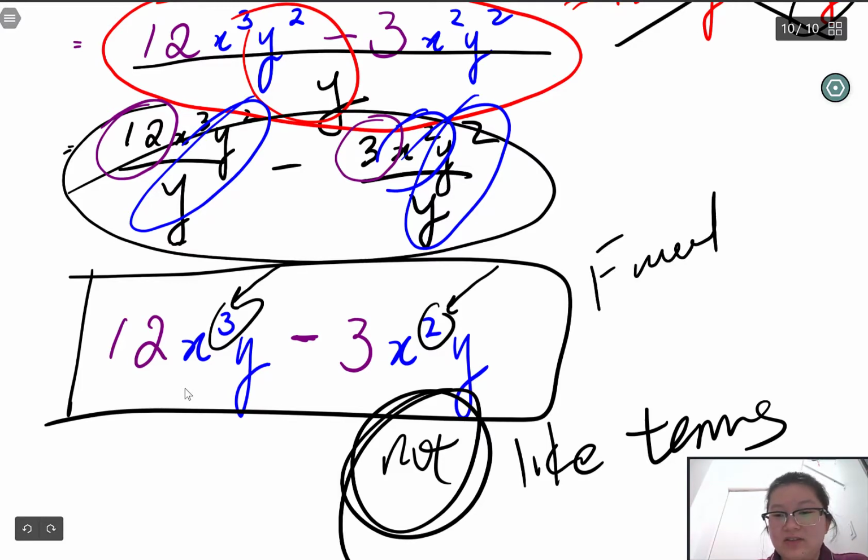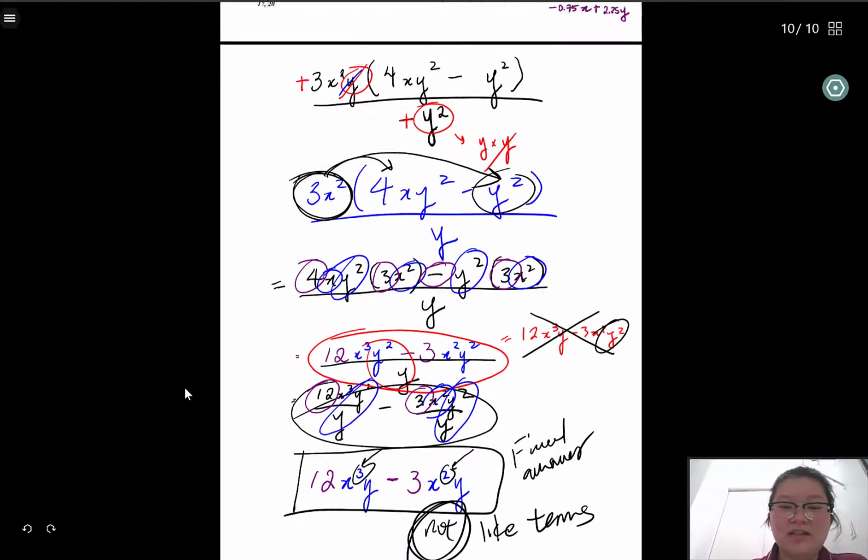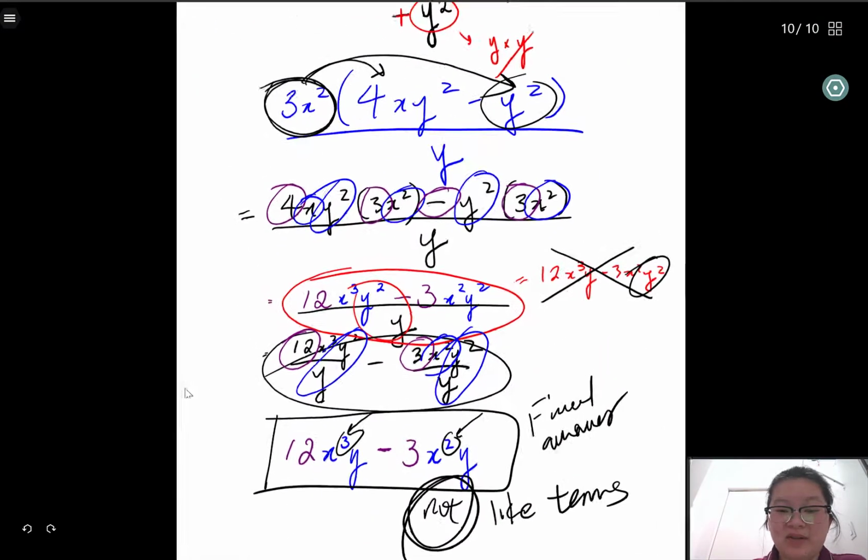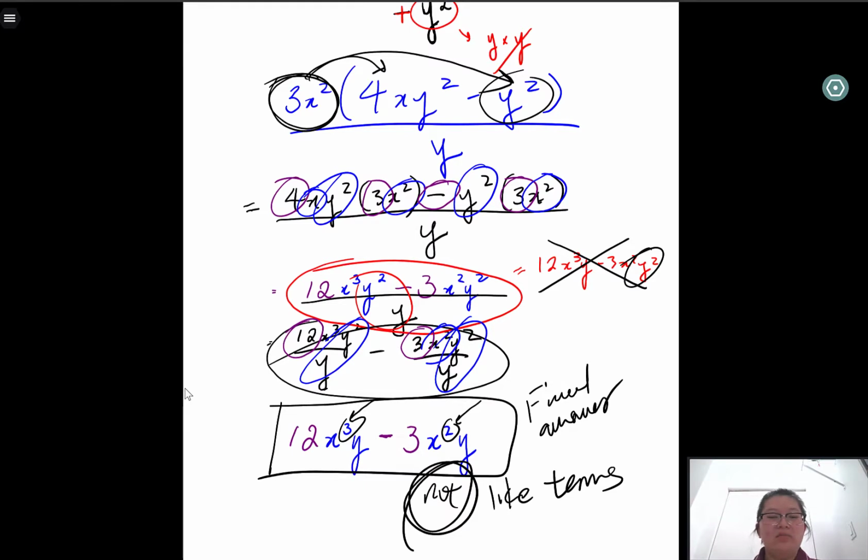Okay, so there you go. This is dealing with multiplying and dividing polynomials by a monomial. Please be very comfortable with doing this kind of work, and the harder problems will revolve around something related to this.